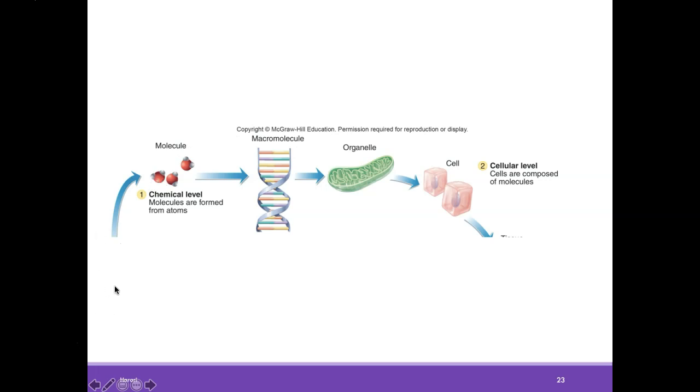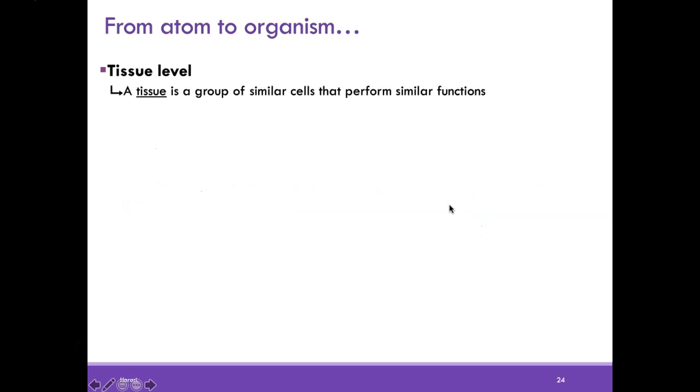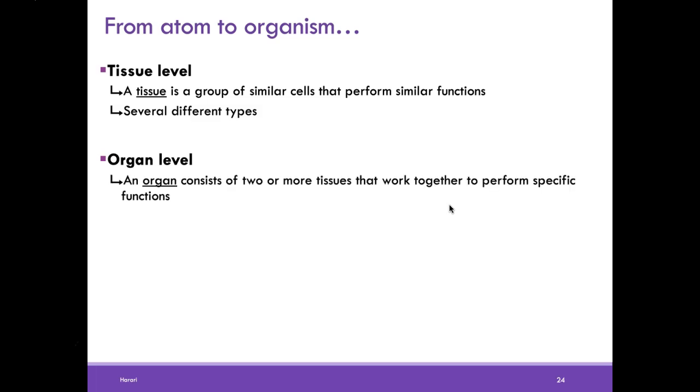molecules, right? Atoms are the smallest, atoms make up molecules. Molecules can be macromolecules, very large. Those would be found in organelles. Organelles are found in cells. A tissue is a group of similar cells that perform similar functions. So we have several different types of tissue, and we'll talk about those in chapter 5 more specifically. On the organ level, an organ consists of two or more tissues that work together to perform specific functions.